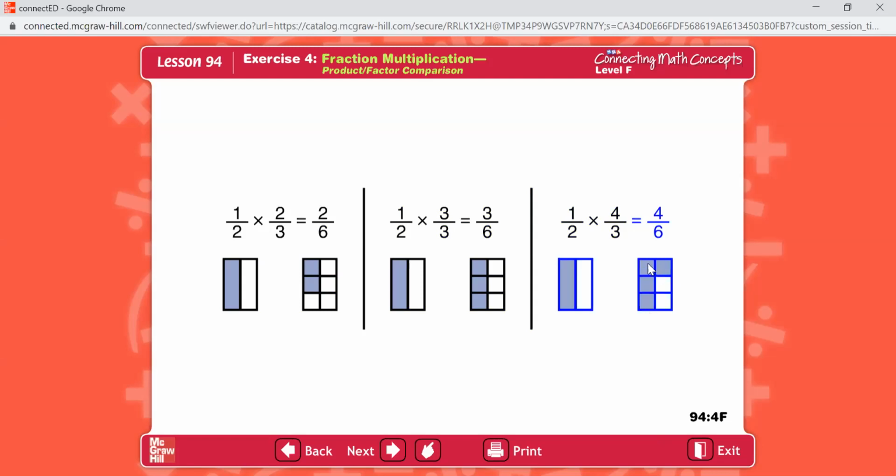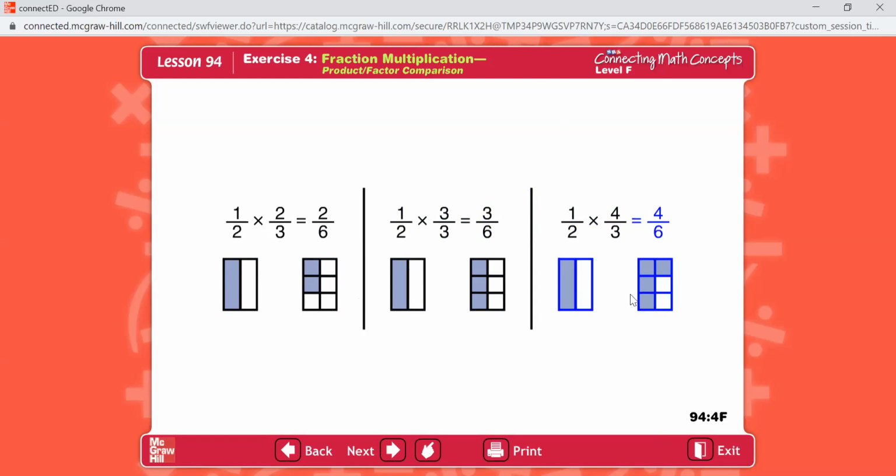This has more shaded in. It has this piece right here. So here we know that 1/2 is greater than 2/6. 1/2 is equal to 3/6, and 1/2 is less than 4/6. Because we multiplied this one by a fraction that's less than 1, this fraction is equal to 1, and this fraction is greater than 1, showing in our pictures of what's shaded in.